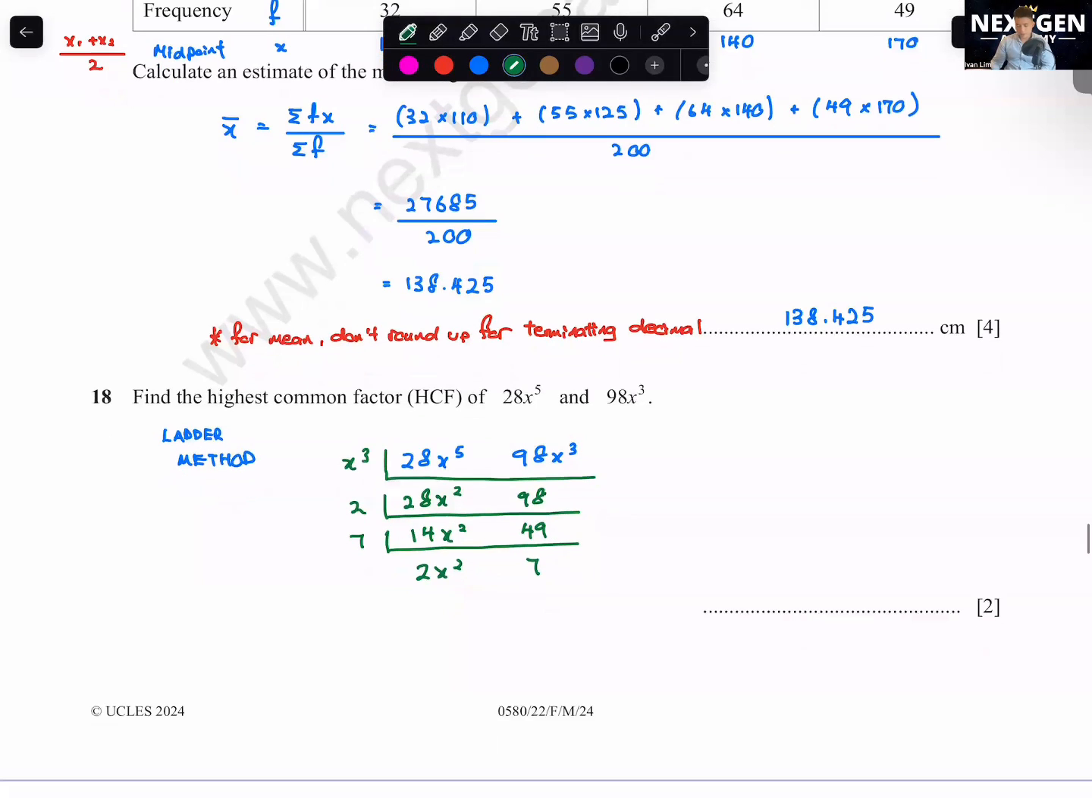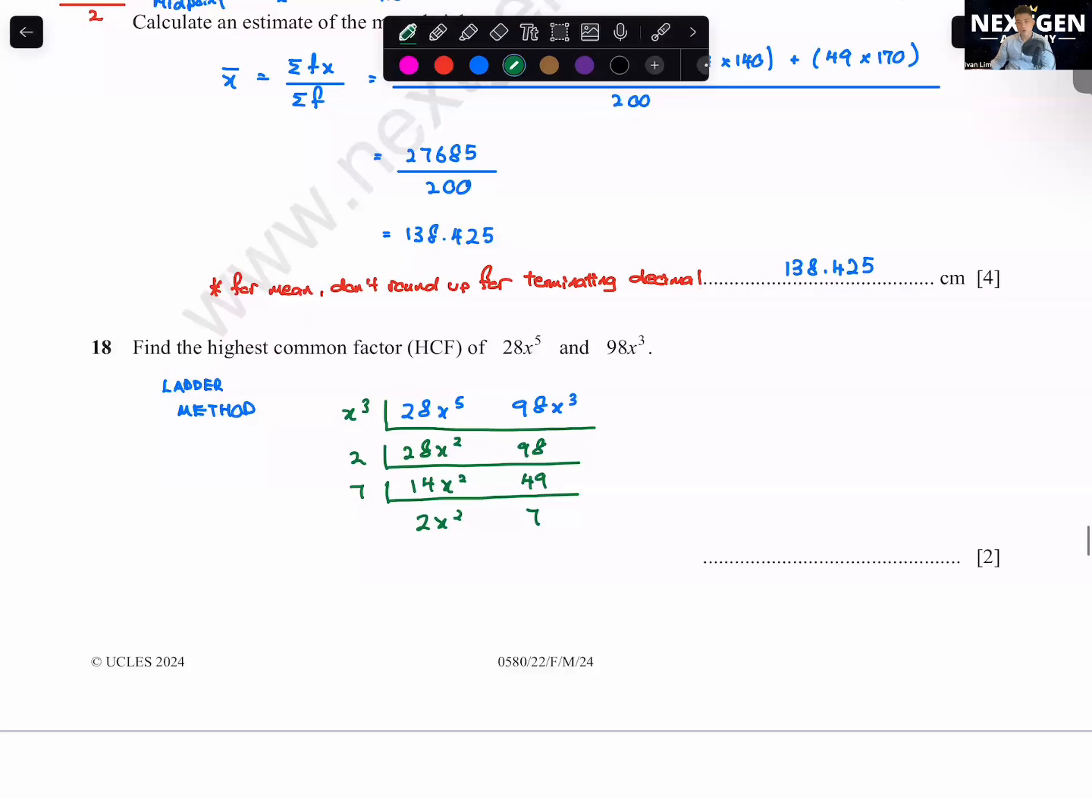Why I like to use this method? Because they can potentially ask you HCF or LCM or both of it. This will be the easiest way for you to do it. HCF, remember, high-rise building. High-rise building means you take highest common factor, you take the high side only. Lowest common multiple, L shape, so you take all the values and you multiply. So HCF will be equals to x cubed times 2 times 7, which is equals to 14x cubed.